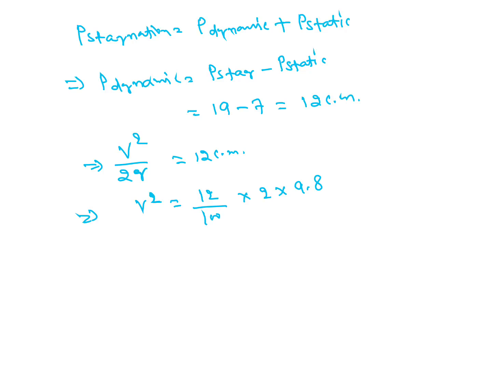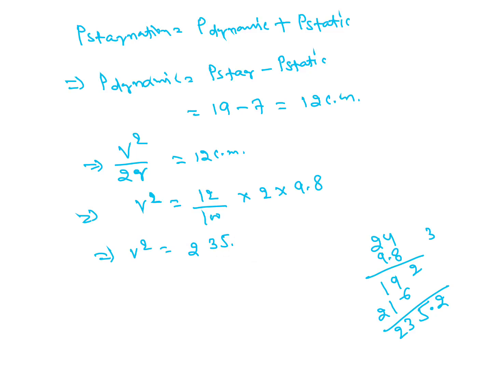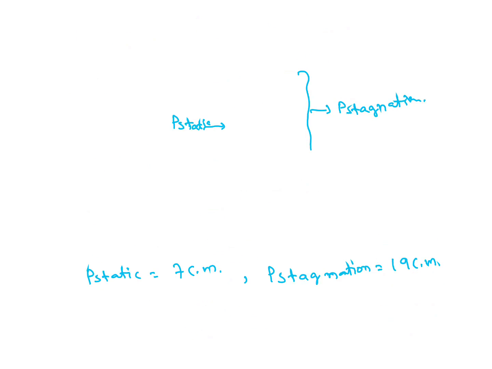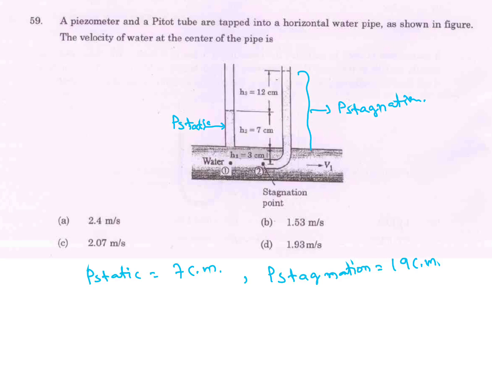So we'll get V square equal to 235.2 divided by 100. So V equal to root of 235. 15 square is 225, so it's 15 point something, let it be 15.2. Then root of 100 is 10. So we'll get V equal to 1.52, approximately. So from options we have to check. From options, 1.52 nearly, B is our answer.